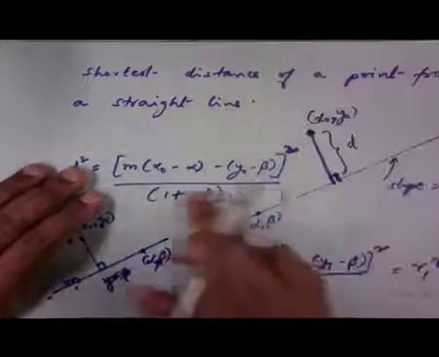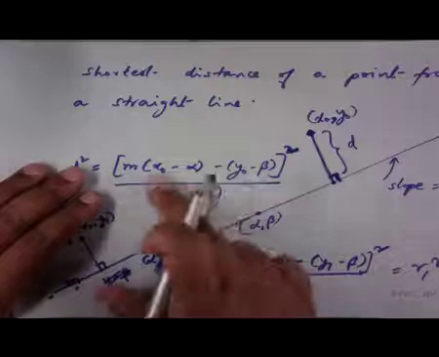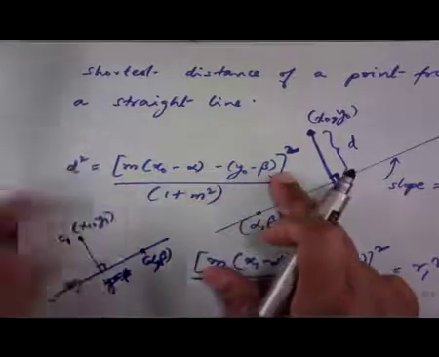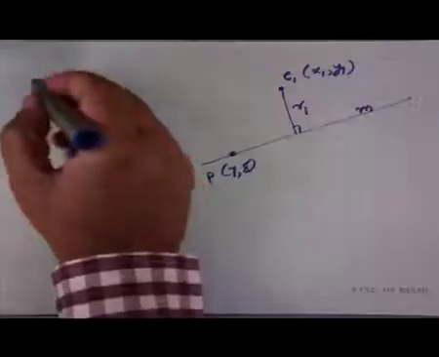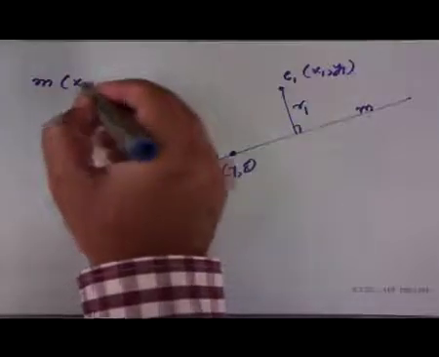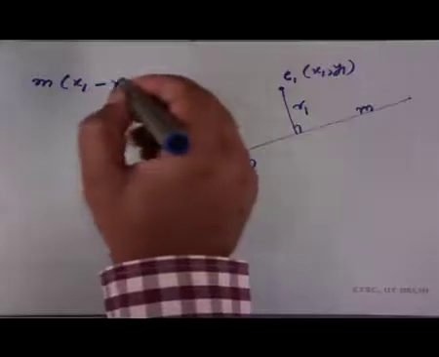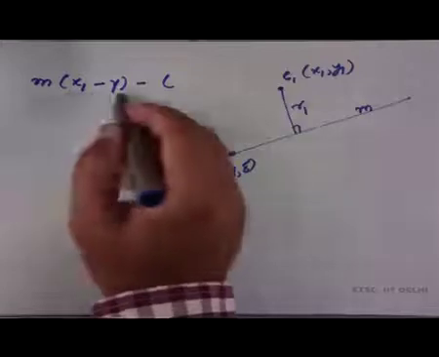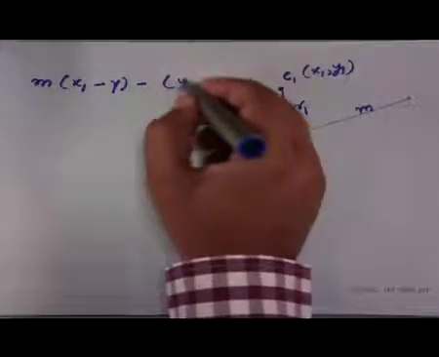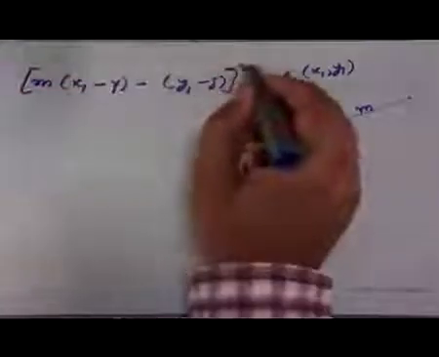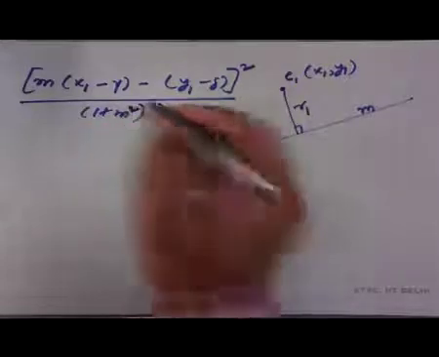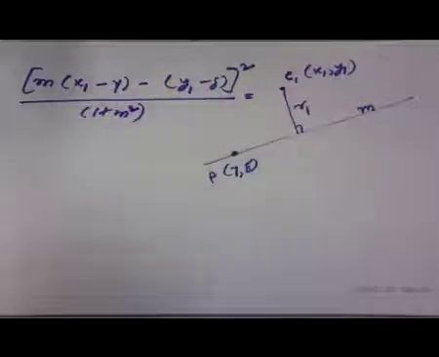And therefore, from the slide in the previous lecture, the right hand side here gives us the squared minimum distance. We just have to replace x naught and y naught with x1 and y1, and alpha and beta with gamma and delta. So what we get is the squared distance: (m times (x1 minus gamma) minus (y1 minus delta)) whole square upon (1 plus m square) equals r1 square.